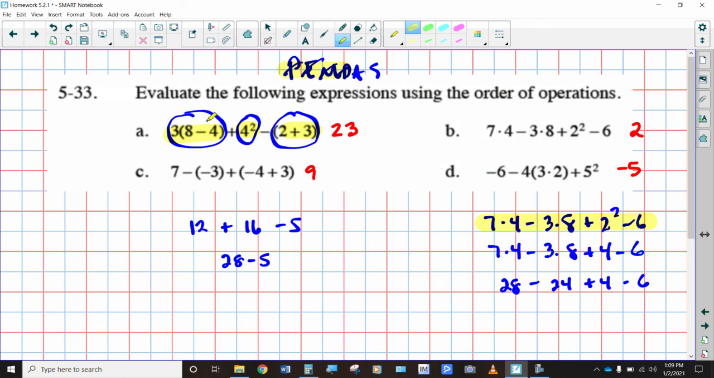That's why CPM and a lot of students like doing it this way better, because you can do some mental math in here and boom, boom, boom, there you go, you got your answer. Whereas this, a little bit more complicated. So let's go ahead and finish this. I think I'm going to go from left to right here. 28 minus 24 is 4, and 4 plus 4 is 8, and 8 minus 6 gives us our answer of 2.